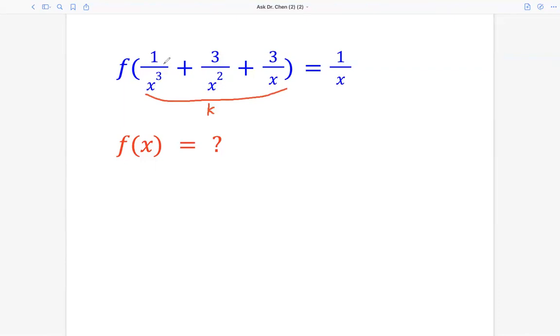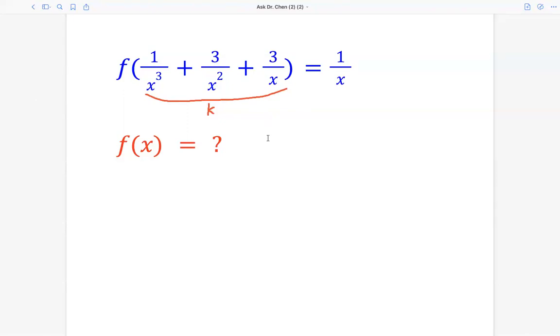That can be thought of as (1 over x) cubed, right? Then the second one, 3 over x squared, can be thought of as 3 times 1 over x squared. The third one, 3 over x, can be thought of as 3 times 1 over x. Then we recognize that this is part of the expansion of a sum cubed.